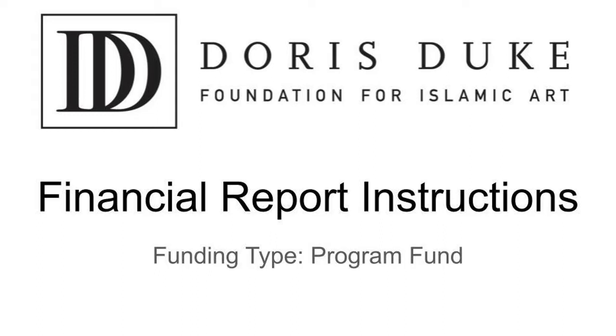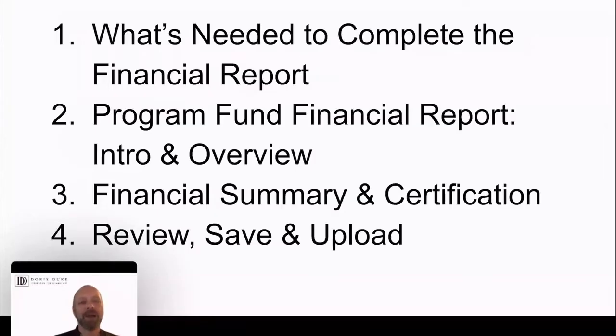I'm Jeremy, and I'm here to introduce to you the financial reporting process and introduction to the template for the progress and final reports. So this video is going to cover 4 basic steps to completing the process of financial reporting. First, we'll talk about what you need to complete the financial report. Next, we'll move on to the Program Fund Financial Report Introduction and Overview. Then we'll move on to completing the financial summary and certification, and we'll end with talking about reviewing, saving, and uploading the report to your grantee portal.